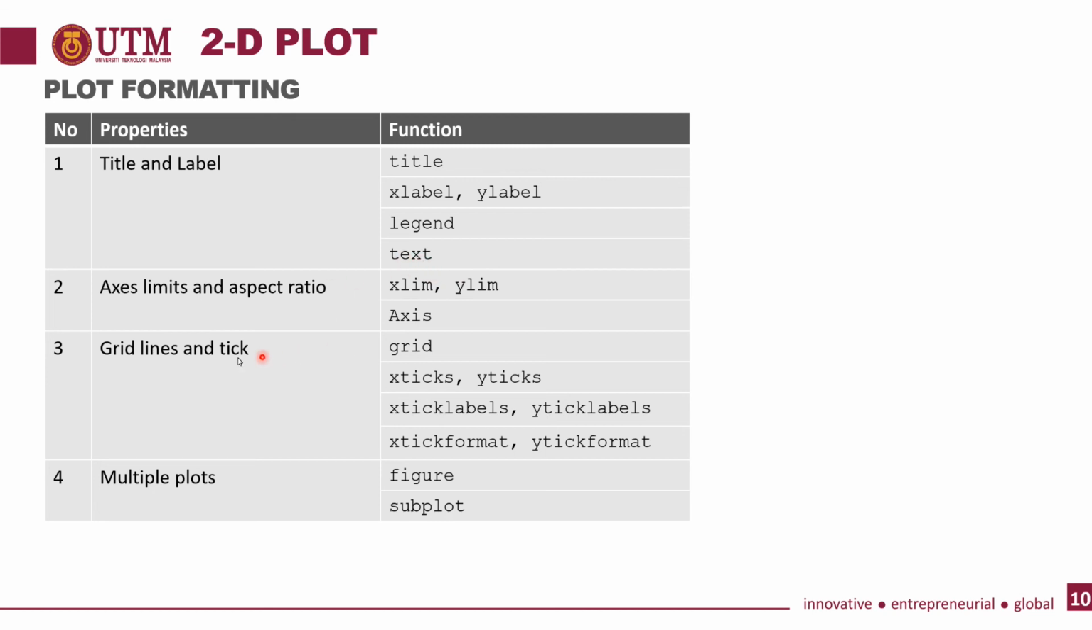Next is the axis limit and aspect ratio. Sometimes you want to limit your x-axis and y-axis, so you can use the functions xlim and ylim. For the aspect ratio, you can use the axis function. For grid lines, you can use grid to initialize a grid inside your graph, and also ticks. You can learn all of this and then try by yourself. You can customize your graph using these functions. Next, we are learning about multiple plots, how to create multiple graphs inside one figure.